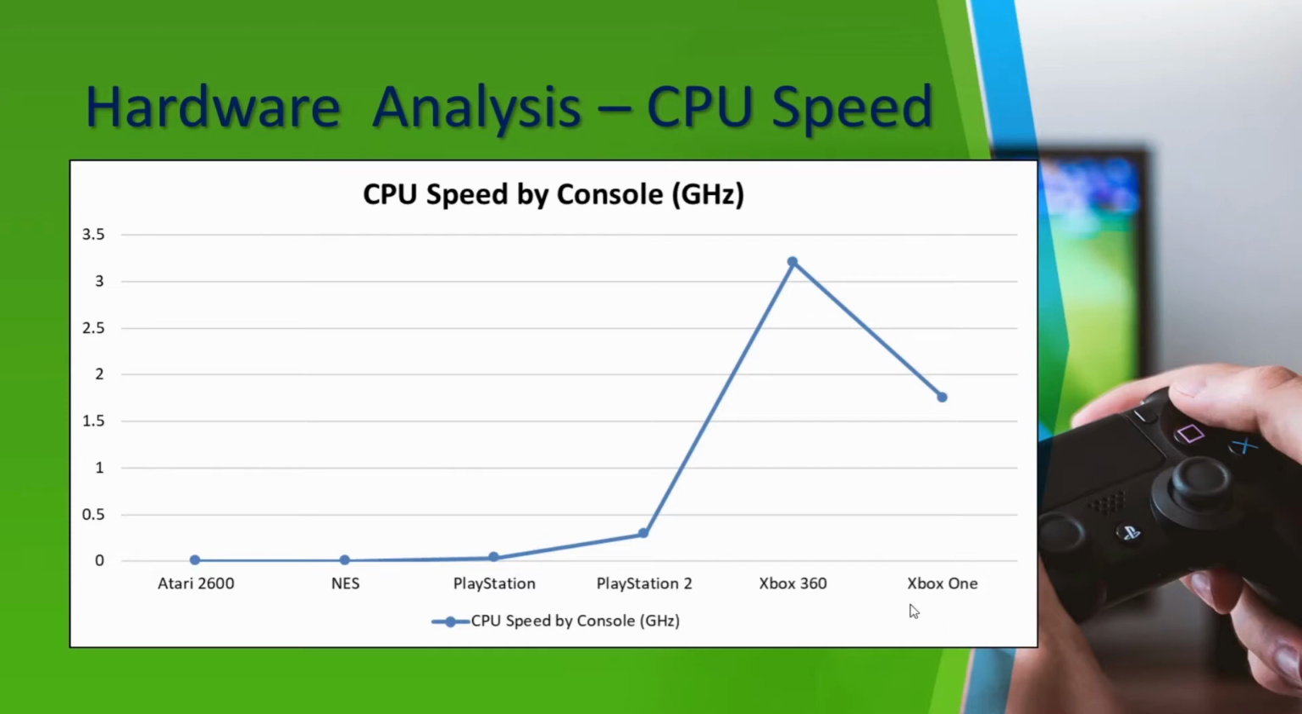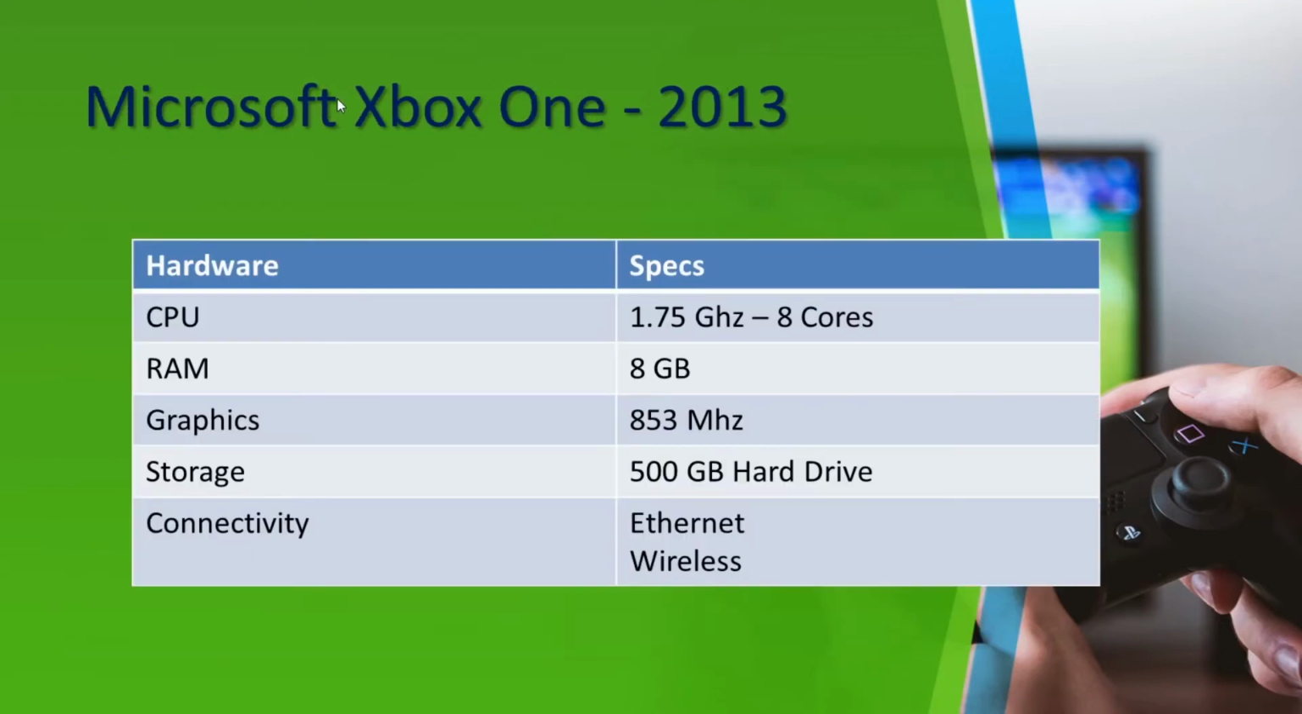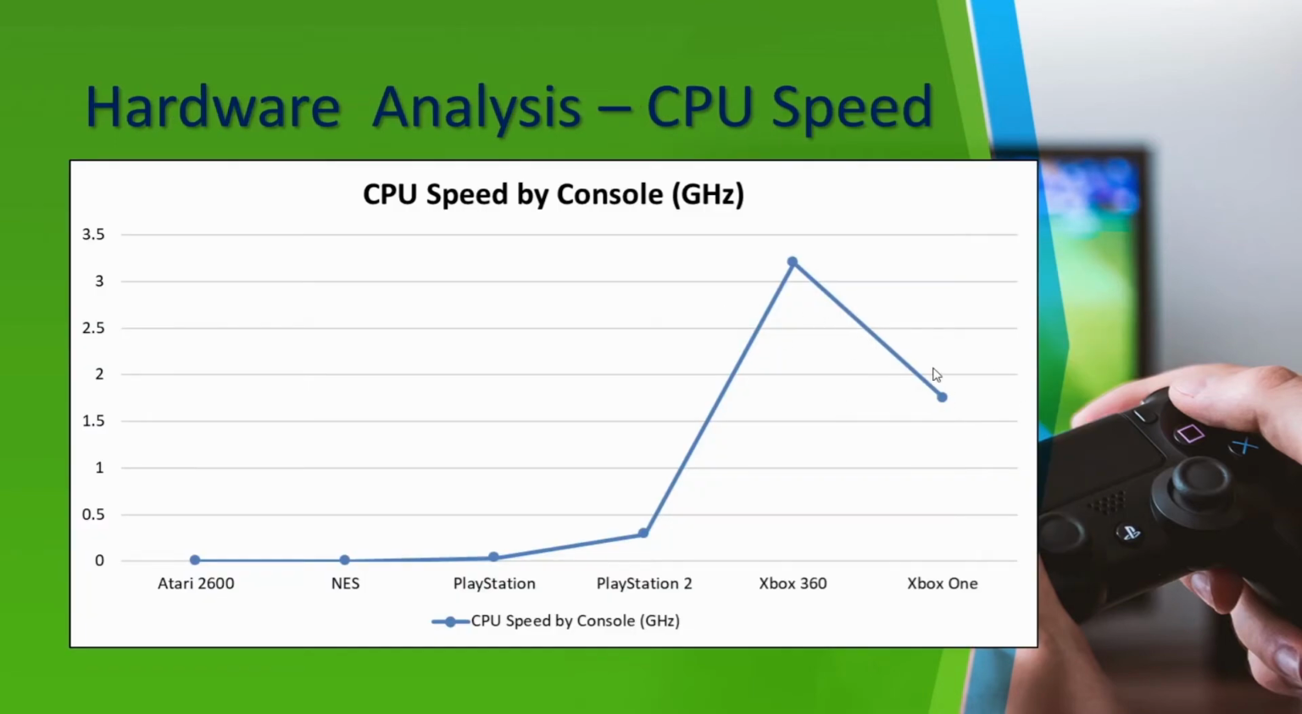Okay, so as you can see, there will be a dip from the Xbox 360 going to Xbox One. So basically, yes, it's a dip for the CPU speed, but you'll have to remember that the Xbox One has 8 cores. So it will be 8 more cores as compared to the previous Xbox 360.